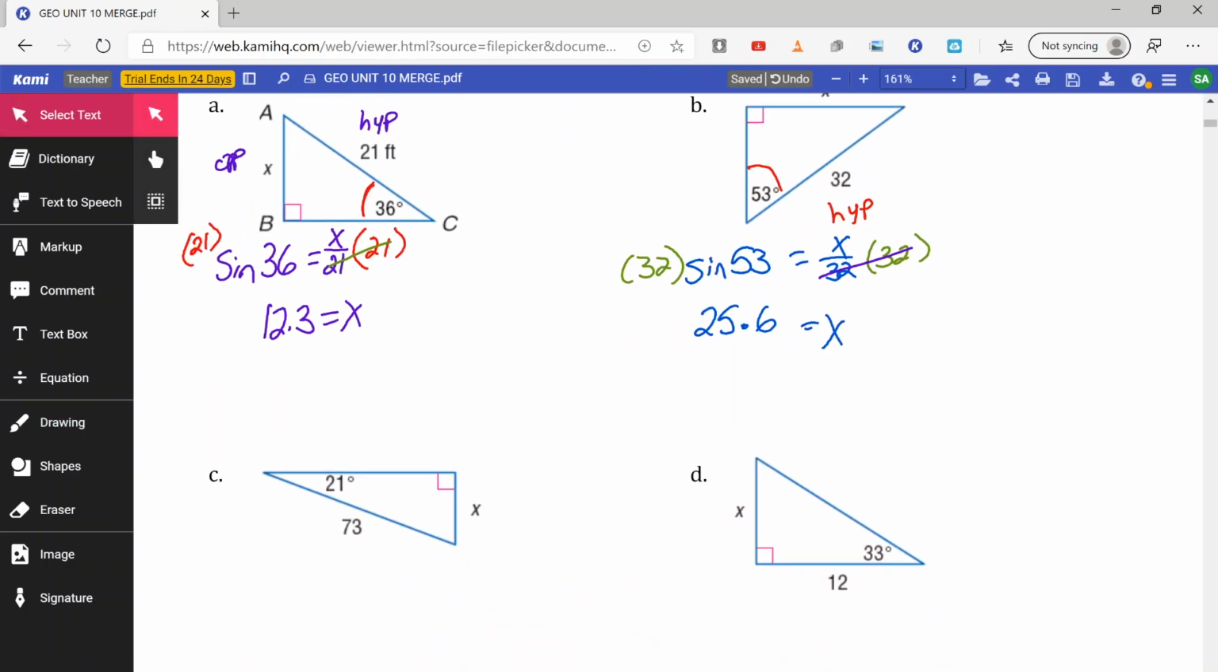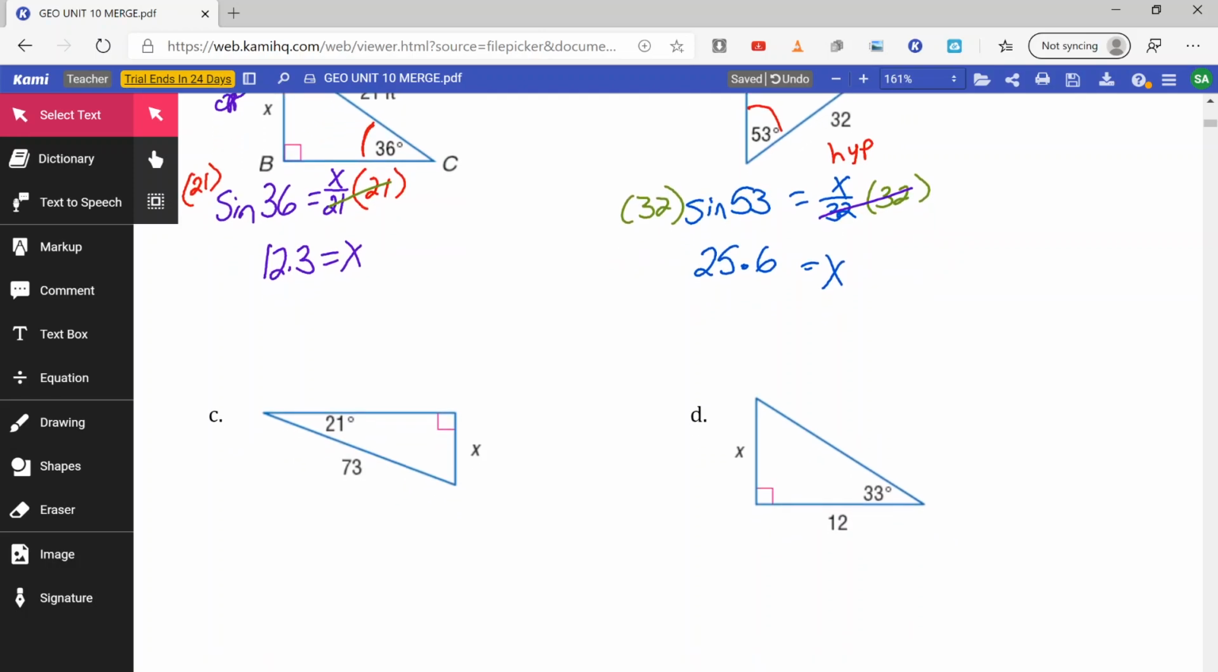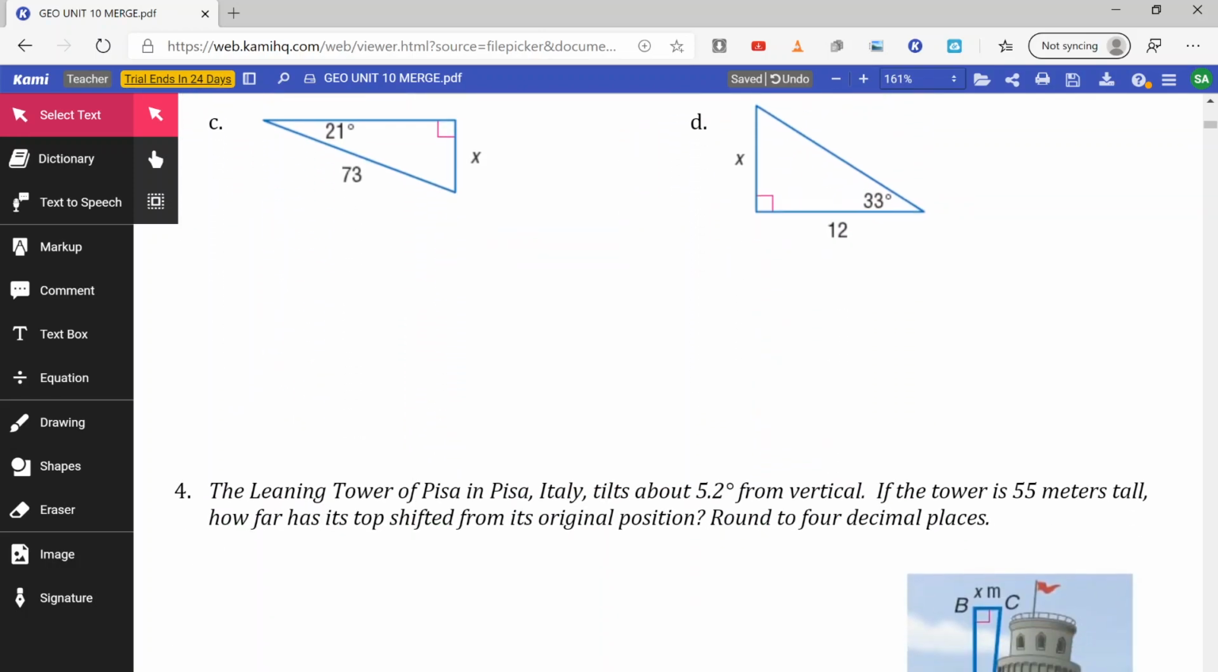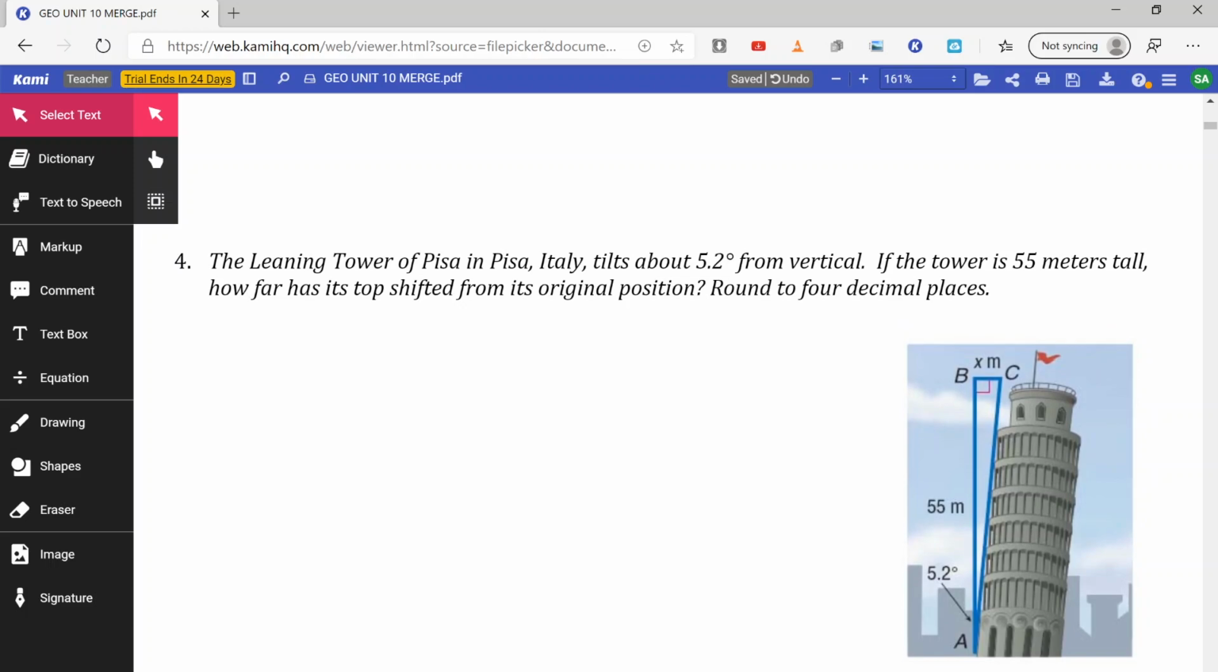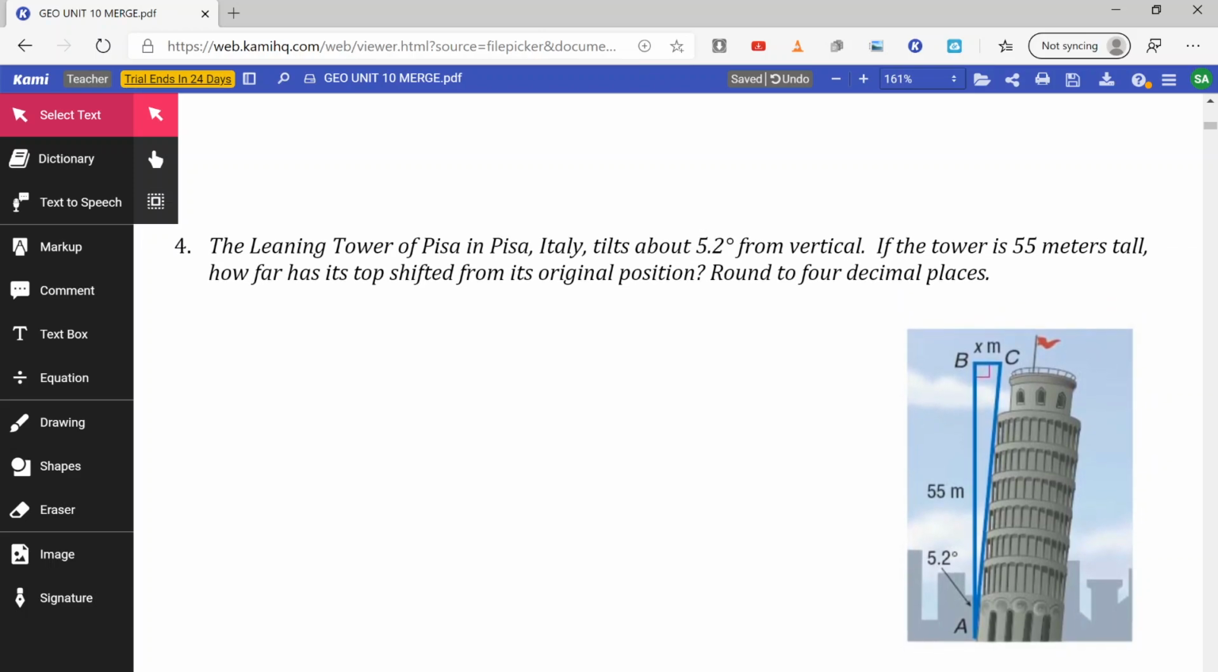And we can do the same thing for C and D using trig ratios. We can also use trig ratios when it comes to word problems. Leaning Tower of Pisa has a 5.2 degree tilt. If it's 55 meters tall, how far have we shifted from the original position?